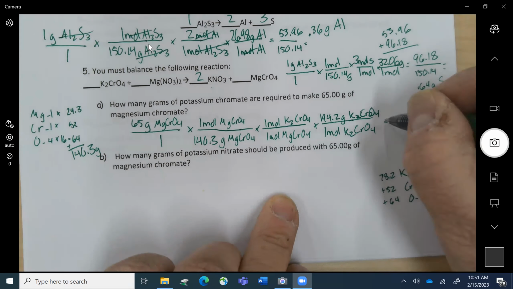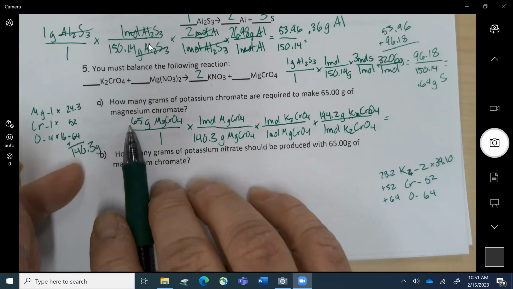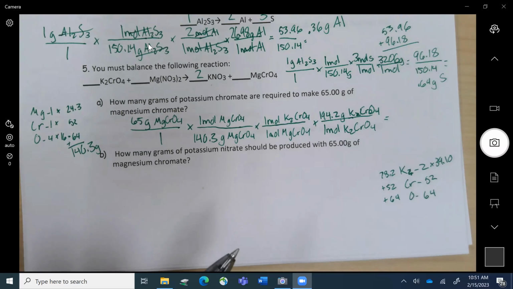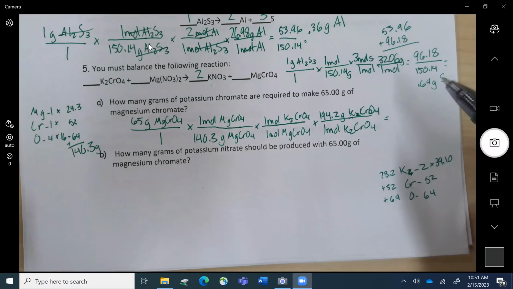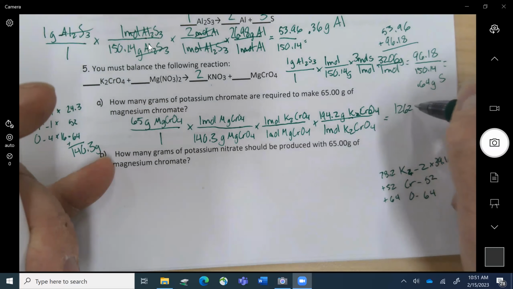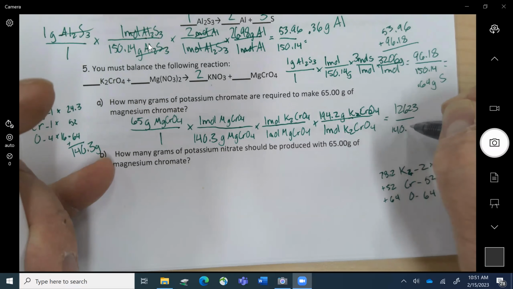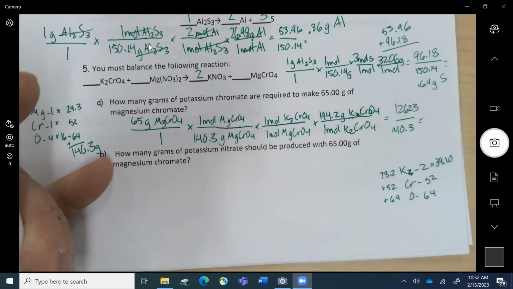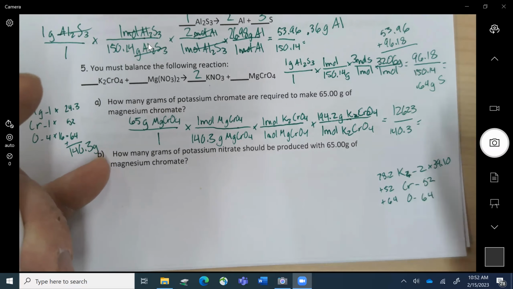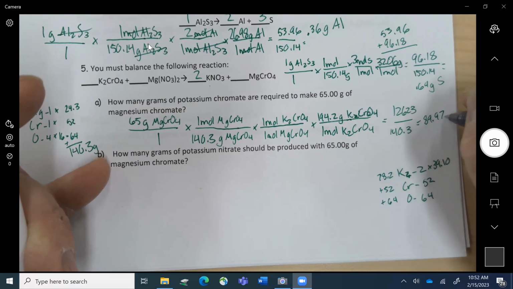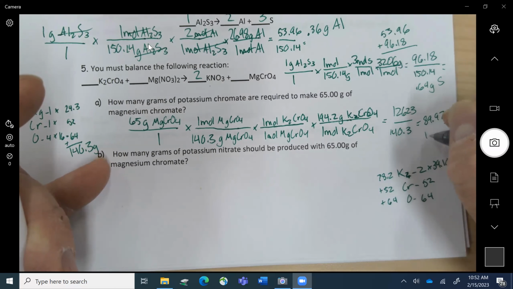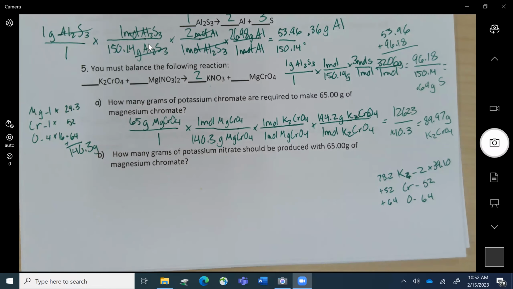Okay, so now I'm going to just do my multiplying. 65 times that gives me 12,623 over 140.3. That's 89.97 grams of K2CrO4. So that's the first one.